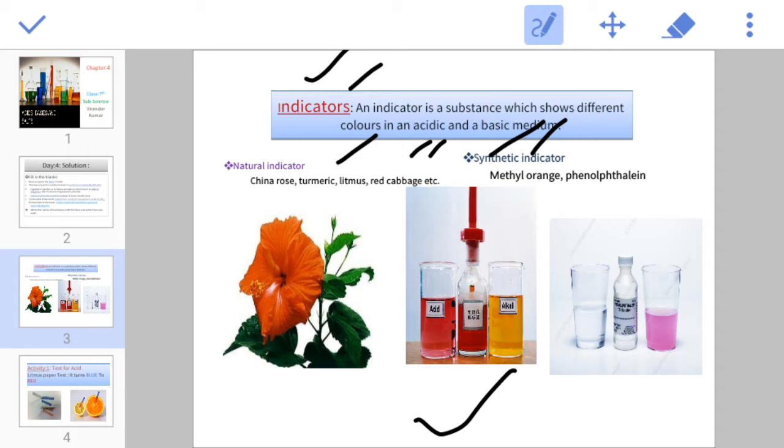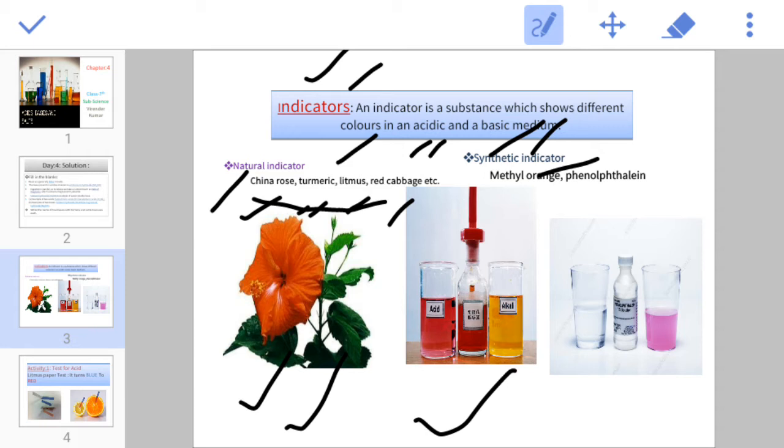And the examples of natural indicators: there are two types of indicators, one is natural indicator, second is synthetic indicator. Natural indicators are China rose, turmeric, litmus and red cabbage, and many others, but commonly we use the first three. In the picture you can see this one is China rose. About the litmus paper I will tell you next. And the turmeric, we know this is haldi we use in cooking, but here we are using it as an indicator.